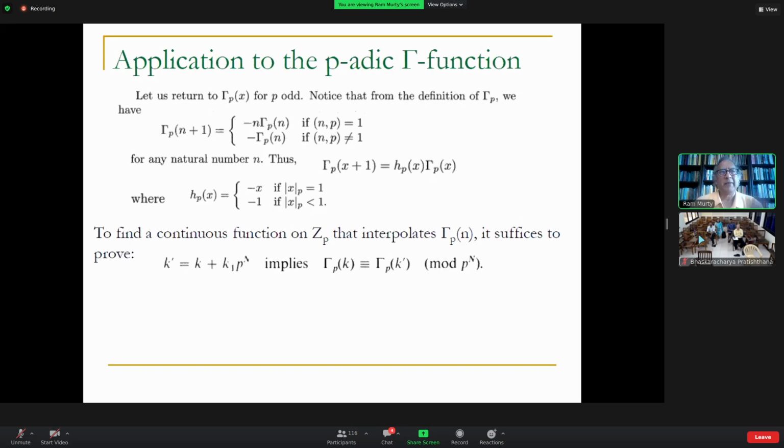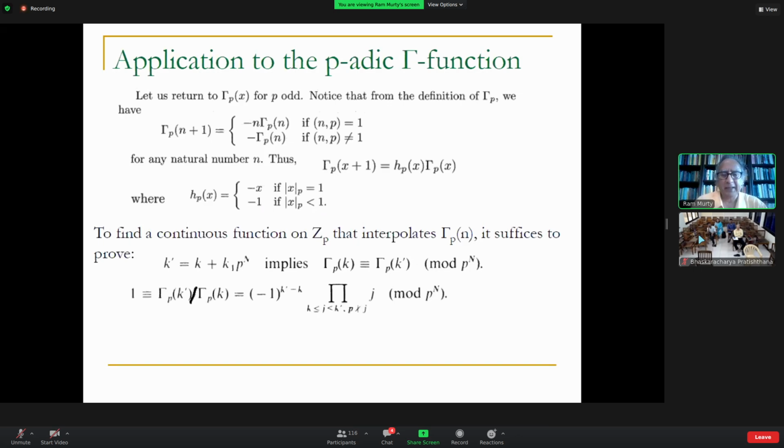So whenever I tell you that in the p-adic metric something is close to something else, it means that the difference is divisible by a high power of p. So the so-called continuity condition in the p-adic context always boils down to checking congruences. So it goes back to elementary number theory.